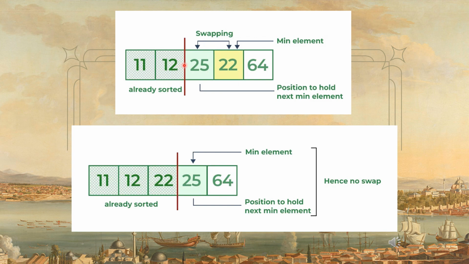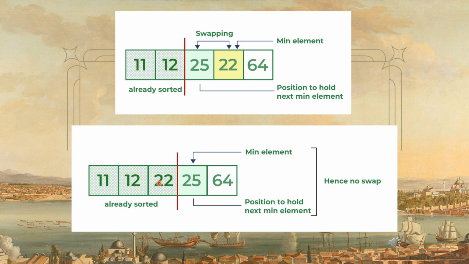Our third pass is now for the third place where 25 is present. Again traverse the rest of the array and find the third least value present in the array. While traversing, 22 came out to be the third least value and it should appear at the third place in the array. Thus, swap 22 and 25, the element present at the third position. Here you can see 22 came to the third position of the array.